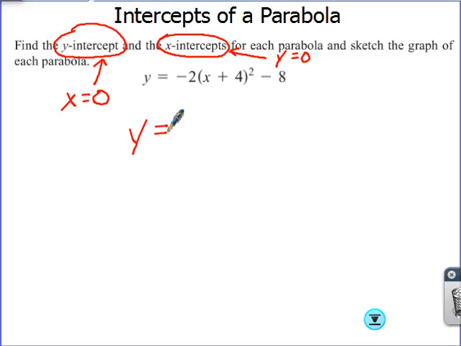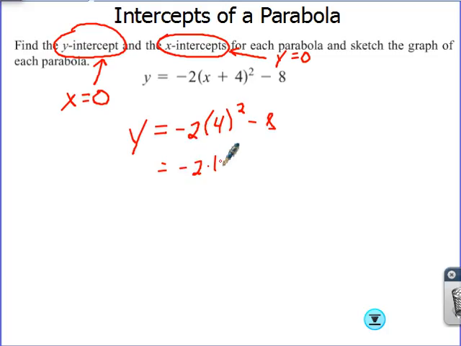To find your y-intercept, this x value right here, make it 0. So you have negative 2 times 4 squared minus 8. Here's where people miss this problem. Make sure you do not do negative 2 times 4 first. The negative 2 is not being squared. If you multiply these, it will be squared. Okay? The only thing being squared here is the stuff in parentheses, which is the 4.